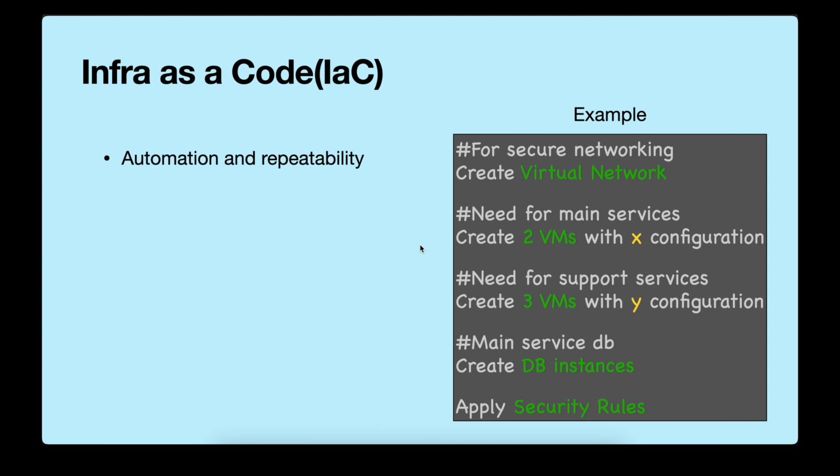First is automation and repeatability. IaC automates infra provisioning and configuration by representing infrastructure components and their configuration as code. This code can be version controlled, tested, and executed. Automation eliminates manual errors, speeds up deployments, and ensures consistent and repeatable infra setups.